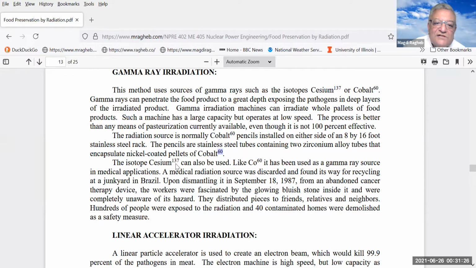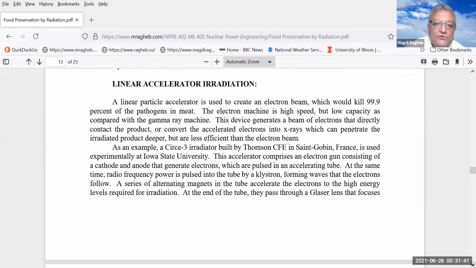Another isotope, cesium-137, also emits very powerful gamma rays, and has been used as a gamma ray source. So two sources really use electromagnetic radiation as very powerful gamma rays. Another approach is to use high energy X-rays. The energy in that case is not in the million electron volts range like cobalt-60 or cesium-137, but it is in the kilo electron volt range of X-rays.